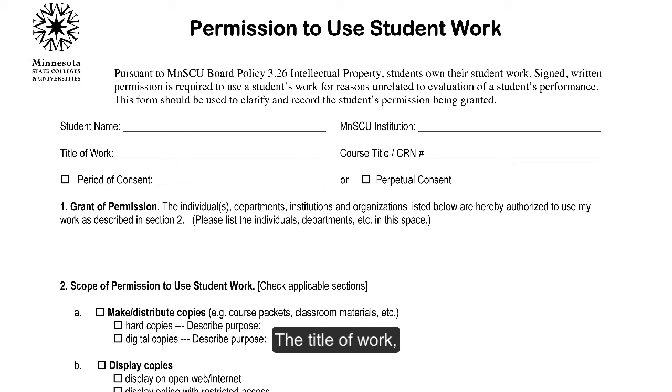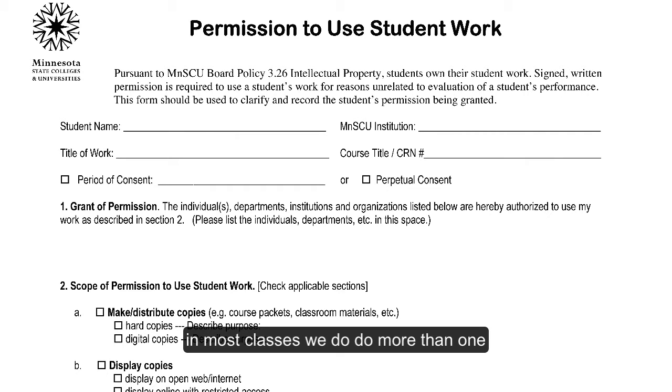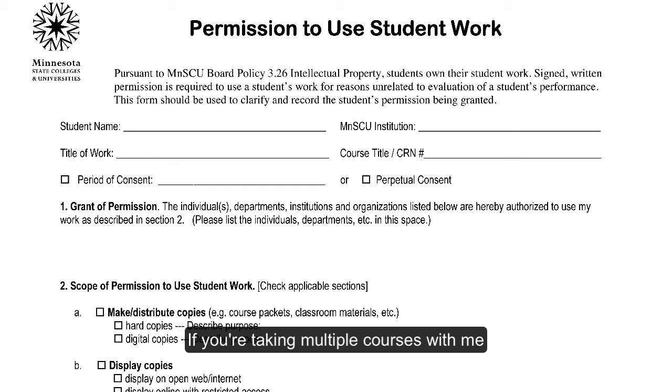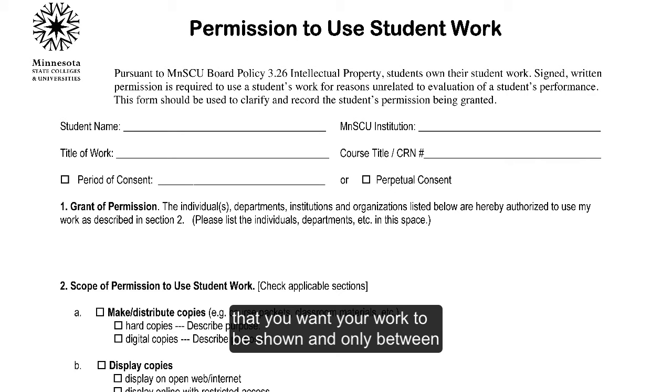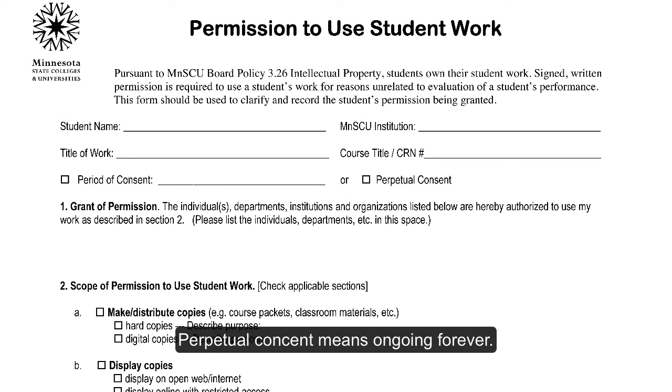The title of work, if you are taking multiple classes with me, in most classes we do more than one piece of work, so you can just leave this open. If you're taking multiple courses with me, you can just write MMDT. The period of consent. If there's a range that you want your work to be shown and only between that range of time, you would post that here. Perpetual consent means ongoing forever.